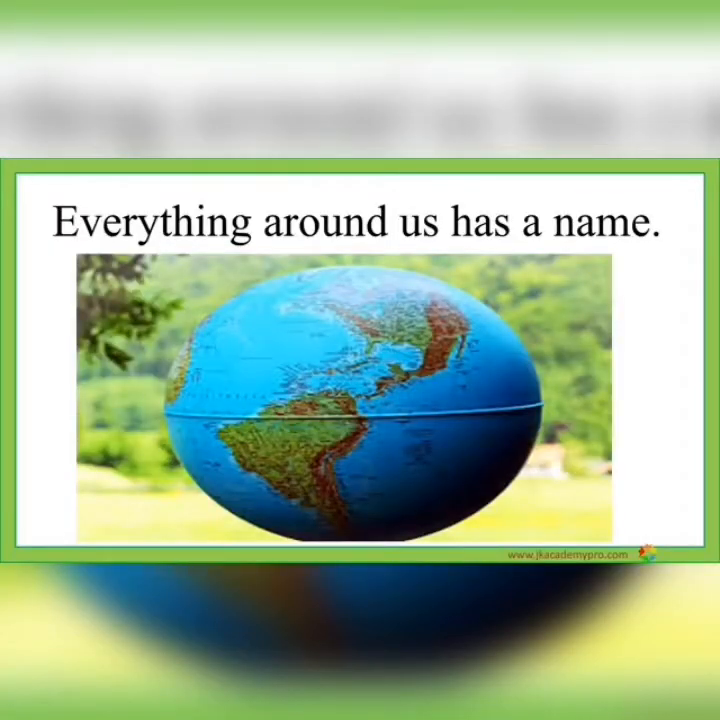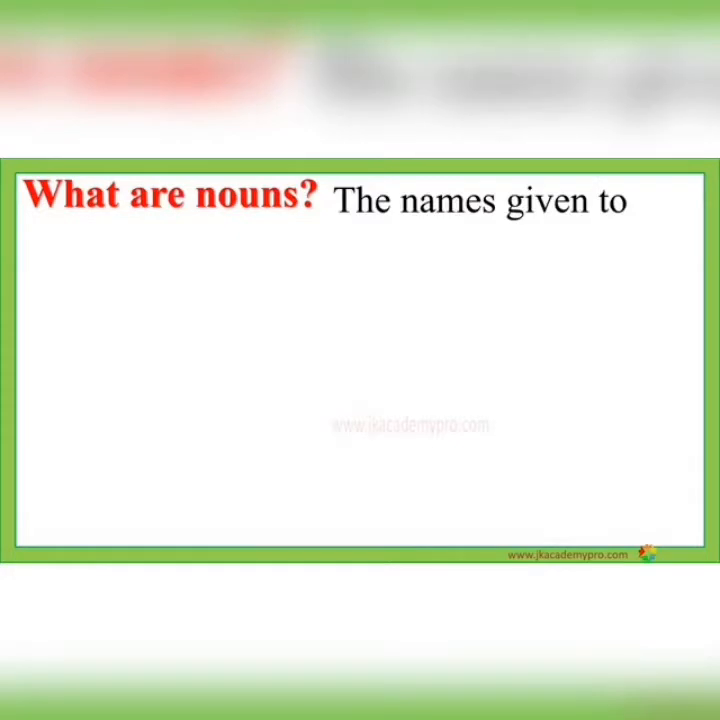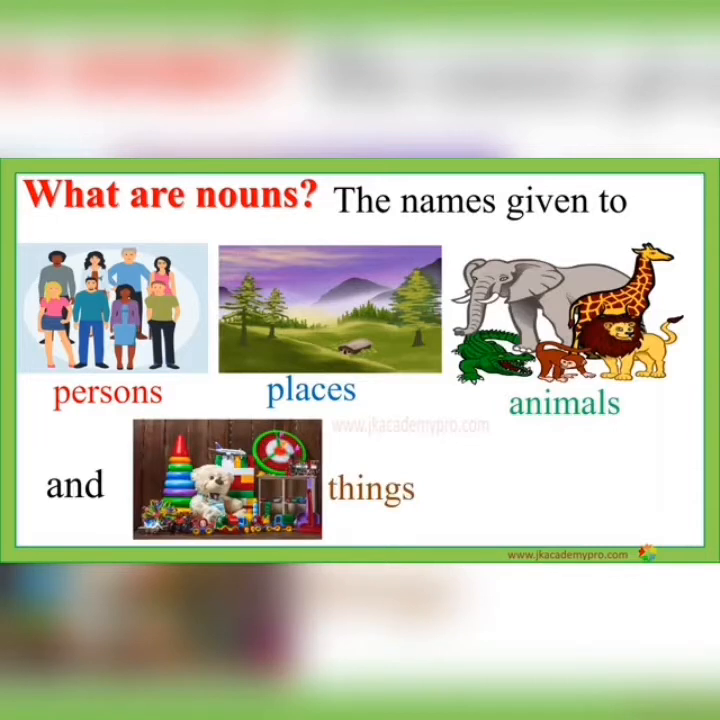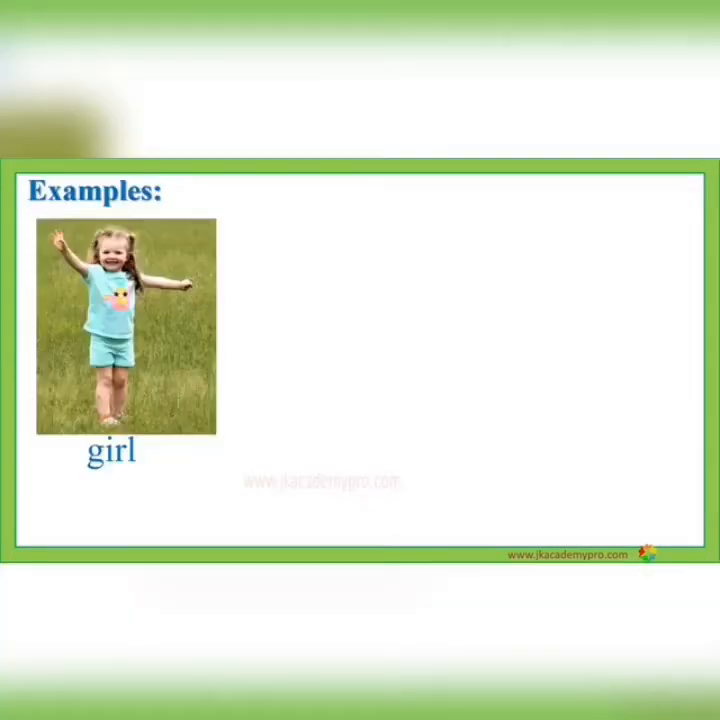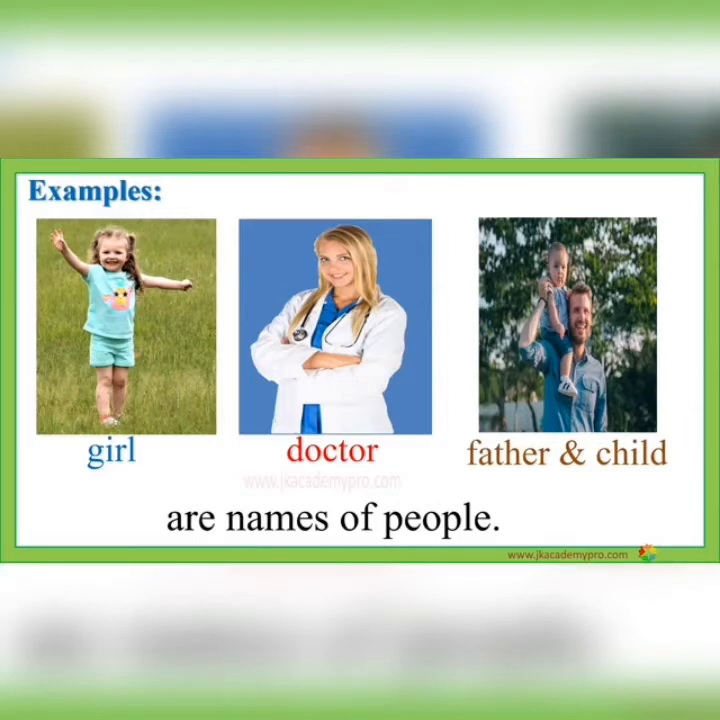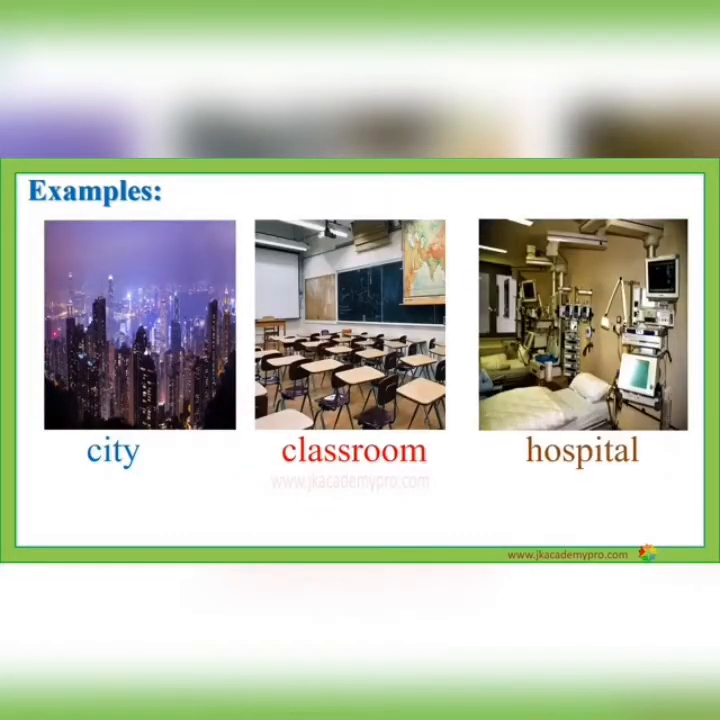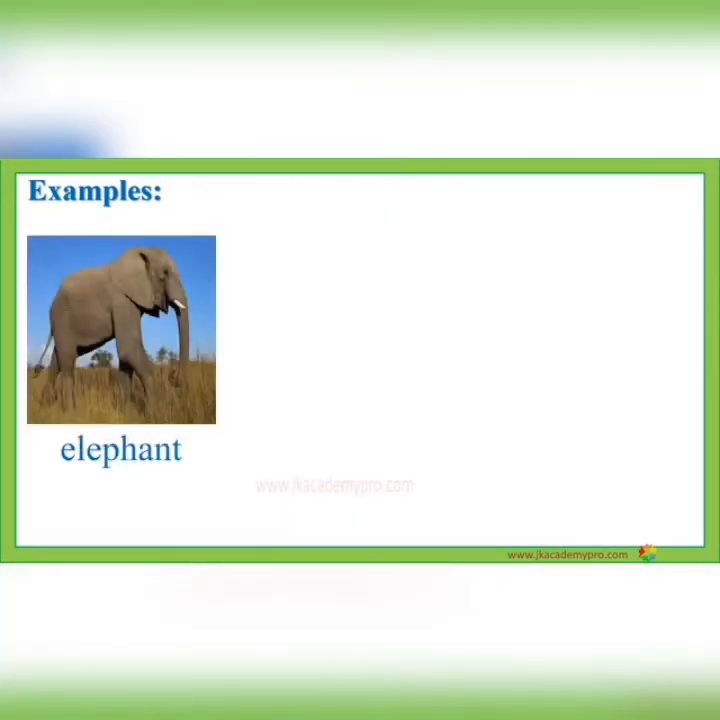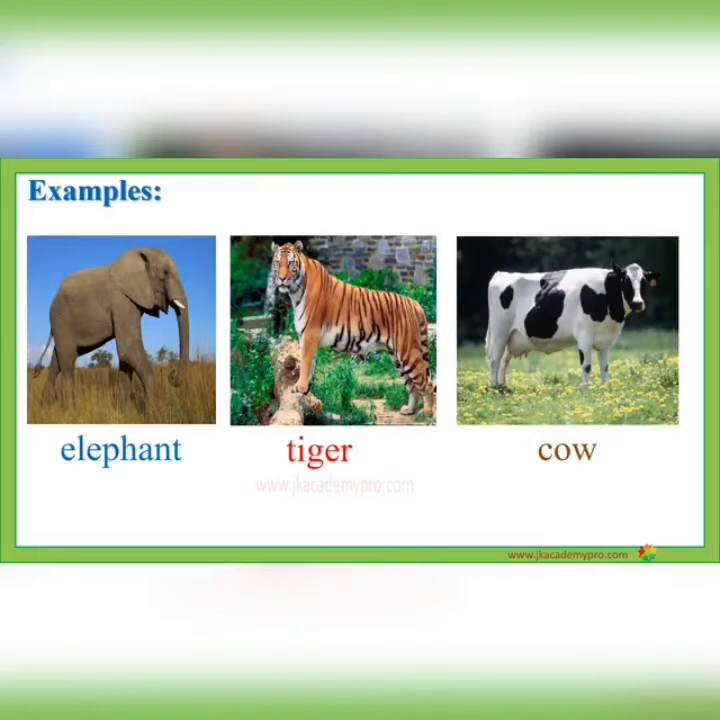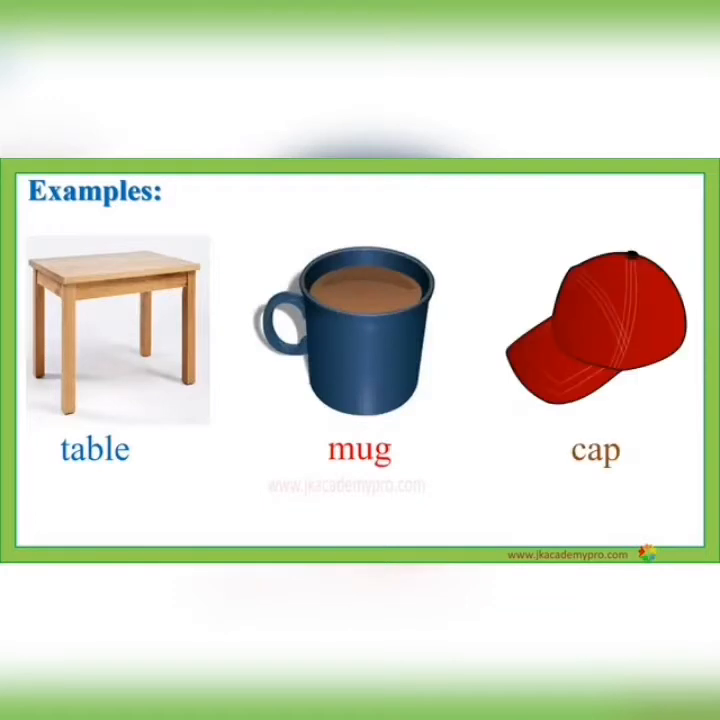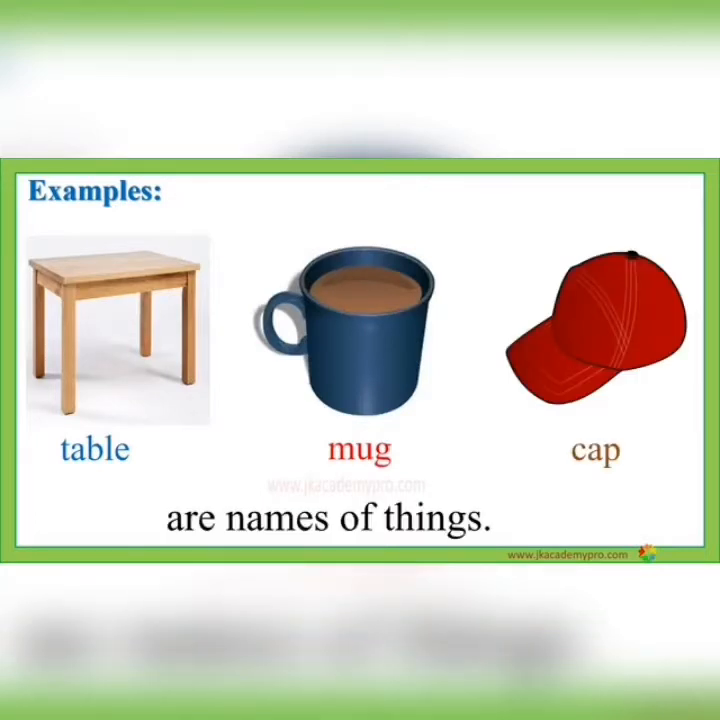Everything around us has a name, not so? So when we talk about nouns, we mean the names given to persons, places, animals, and things. That's what nouns are. Example, girl, doctor, father and child. They are all names of people. City, classroom, hospital are names of places. Whereas elephant, tiger, cow are names of animals. These are all nouns. Table, mug, cup are names of things.